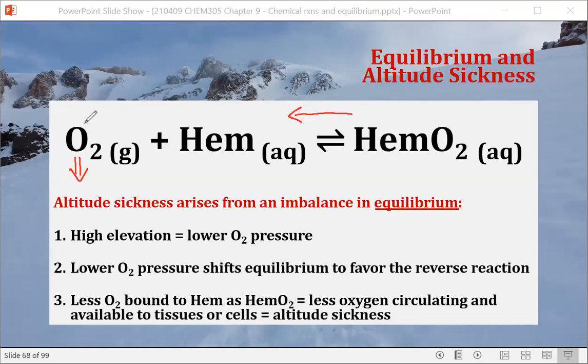It's basically going to try to make up for this loss of O2 by taking oxygenated hemoglobin and converting it back into deoxygenated hemoglobin and O2. And so when the reverse reaction is favored, you're going to have less oxygen bound to hemoglobin circulating in your body. You're going to have less of this, which is going to mean you have less oxygen available to your tissues and cells, which leads to altitude sickness.